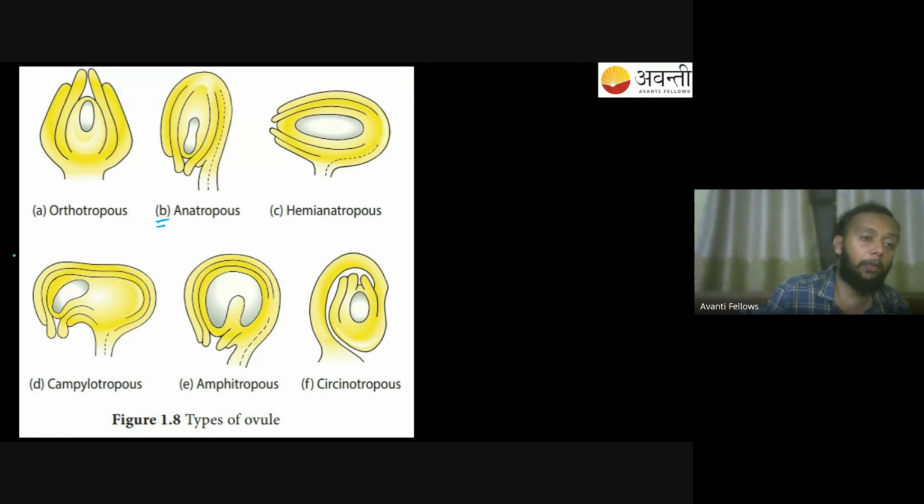On the other hand, you have an orthotropous. If you look here, it is facing in the upward direction. In the orthotropous, the micropyle is facing towards the upward direction, and orthotropous is a kind of ovule you get to see commonly in gymnosperms. Then if we see the hemianatropous, here the ovule is making a right angle with the funicle, and that is my hemianatropous.